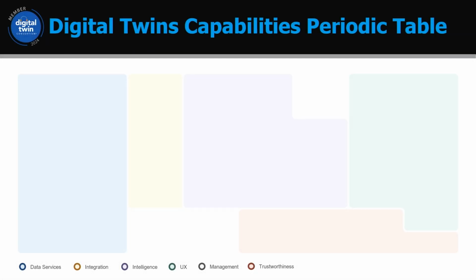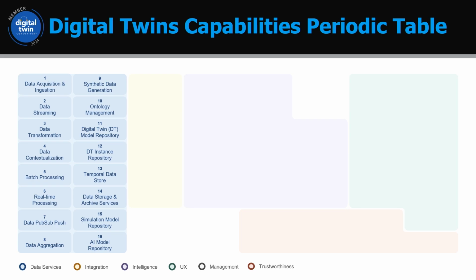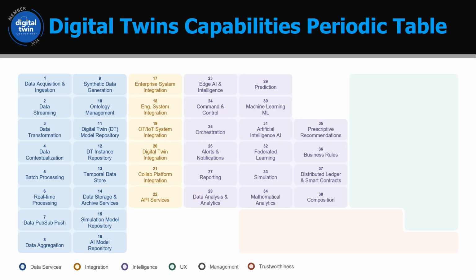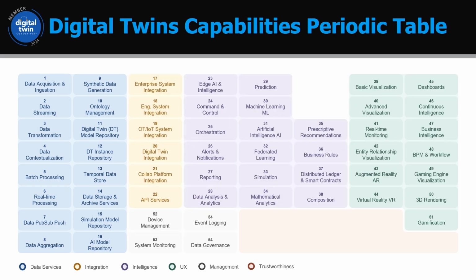What you're seeing here, as mentioned before, we're members of the Digital Twin Consortium. You're seeing on the screen a resource developed inside that group with 6 different categories. We've got data service, integration, intelligence, user experience, management, and finally, trustworthiness. We like to use this with any new digital client to understand what their needs are.